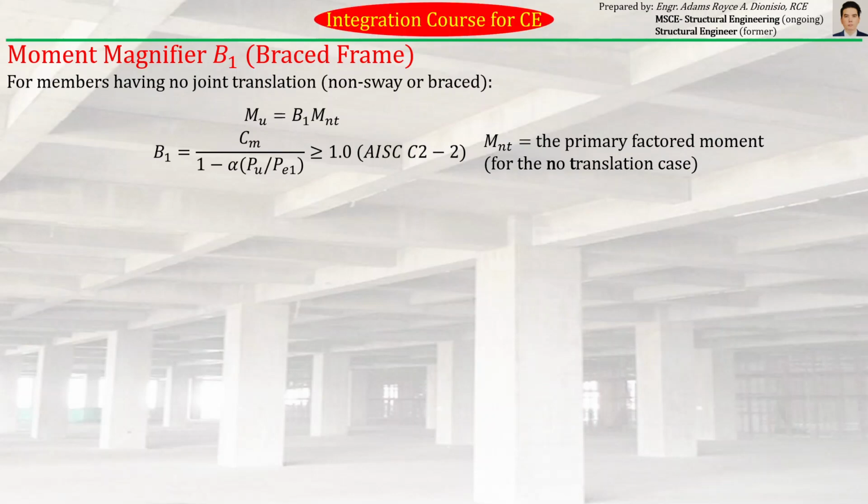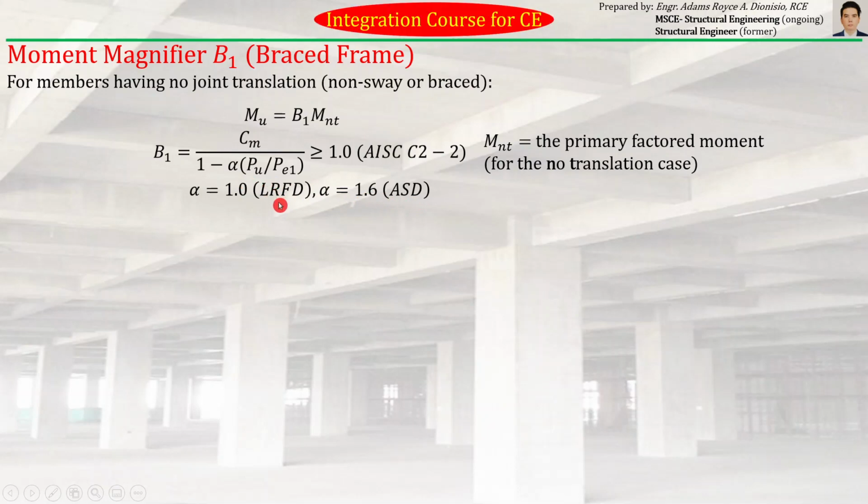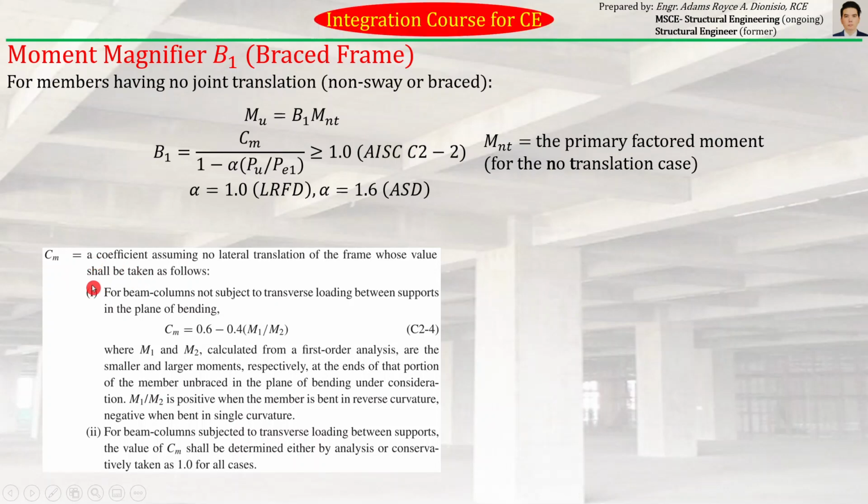Okay? So, yung formula niya, makikita mo rin sa AISC C2-2. Okay. So, yung alpha dyan is just equal to 1 for LRFD or 1.6 kung ASD naman yung gagamitin. So, focus naman tayo sa LRFD. So, it's as good as wala na tong alpha dito kasi nga, pag LRFD, 1 lang naman yung value niya. Yung value ng Cm can be found from the code, especially here. Yung Cm is a coefficient assuming no lateral translation of the frame whose value shall be taken as follows.